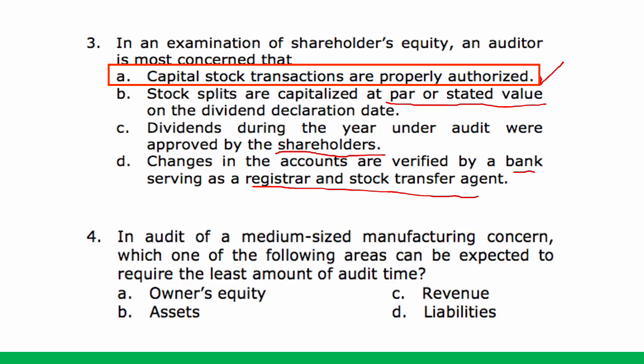Next, number 4. In an audit of a medium-sized manufacturing concern, which one of the following areas can be expected to require the least amount of audit time? So, best answer is letter A. Kasi as we mentioned earlier, at the start of discussion, we expect the client's shareholders' equity to have few transactions only. No? So, we expect few transactions. So, therefore, it will require the least amount of audit time.